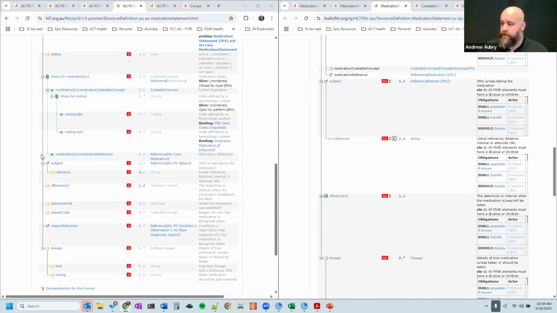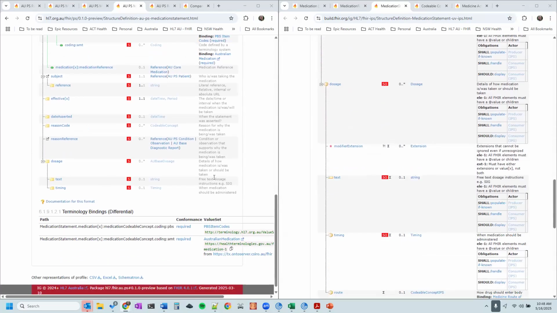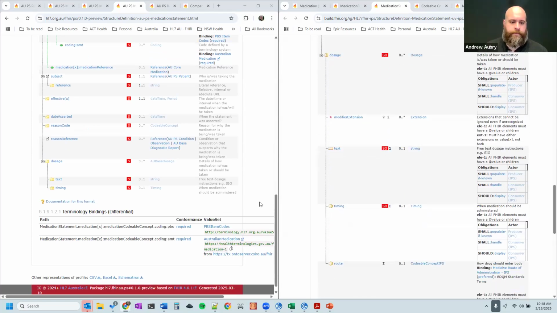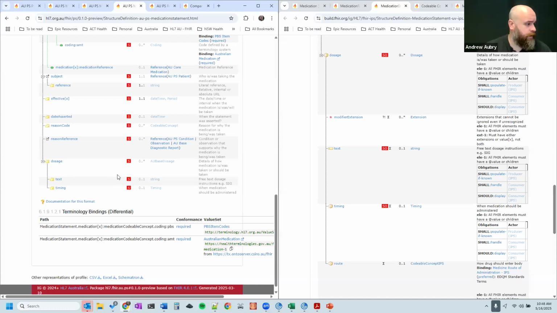Okay. Go ahead. What about the dosage there, Andrew? Can you just go, what's the right-hand side look for dosage? It's the same too. Yeah, so text and timing. So that's the same, so that is inheriting. The one that does get picked up is the timing. So for AU Core, dosage and text are must support, or populate if known must support, while timing is what's inherited from IPS.